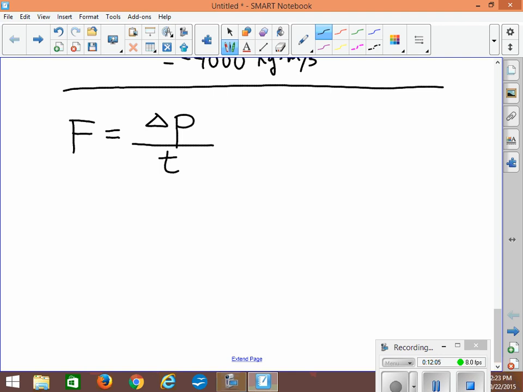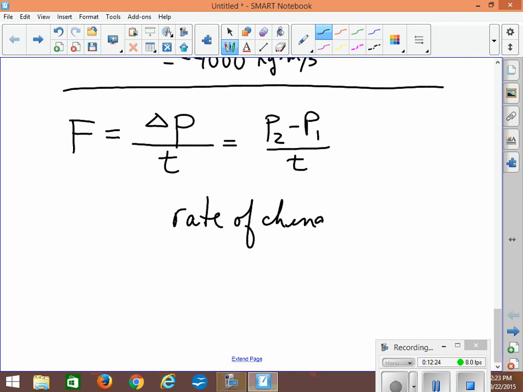And so you see what we have here is that force can be thought of as the change in momentum compared to the time that it takes to make that change. So force is what we would call the rate of change in momentum. The rate of change of momentum, I guess is a better way to say it.